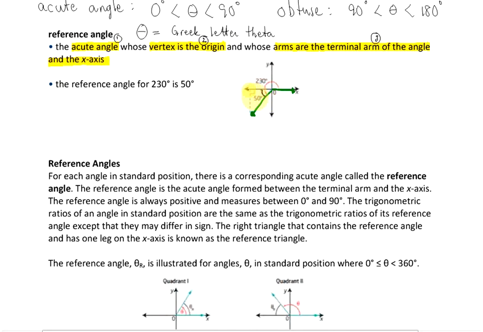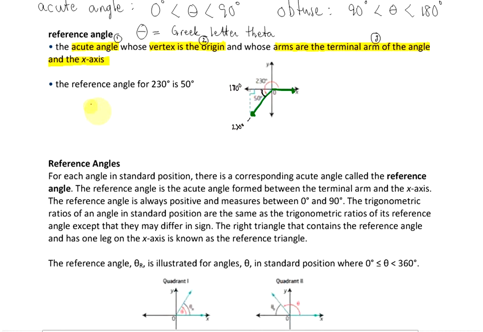So one of its arms is the x-axis, the other one is the terminal arm of the angle that we're looking at, which is 230 degrees, and notice its vertex is at the origin. So how do we know that our reference angle is 50 degrees? Well, what we want to do is calculate the difference between 180 degrees, which is right here, and 230 degrees, which is right here.